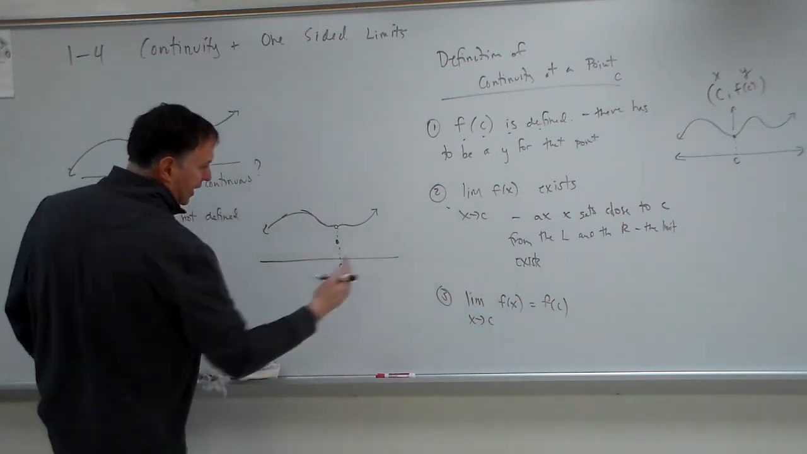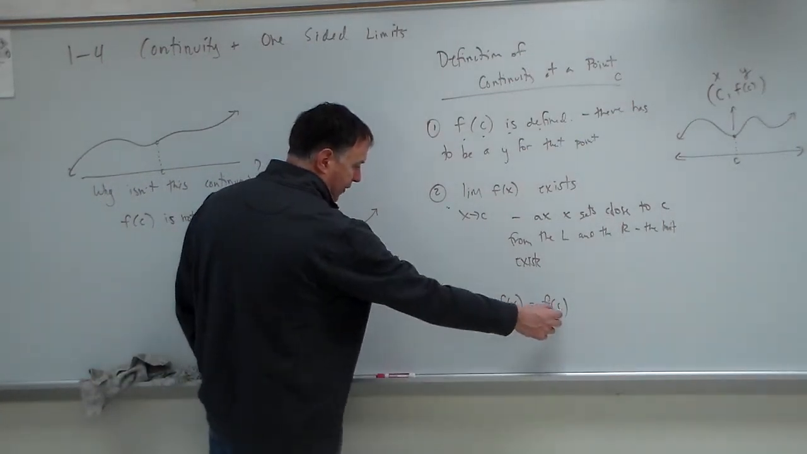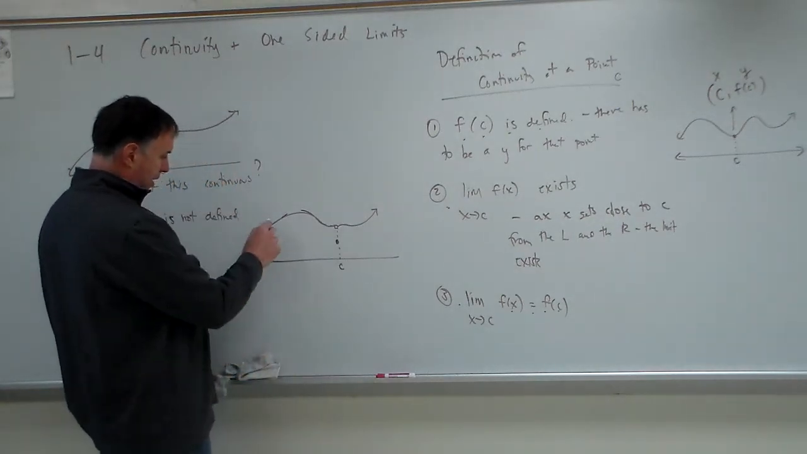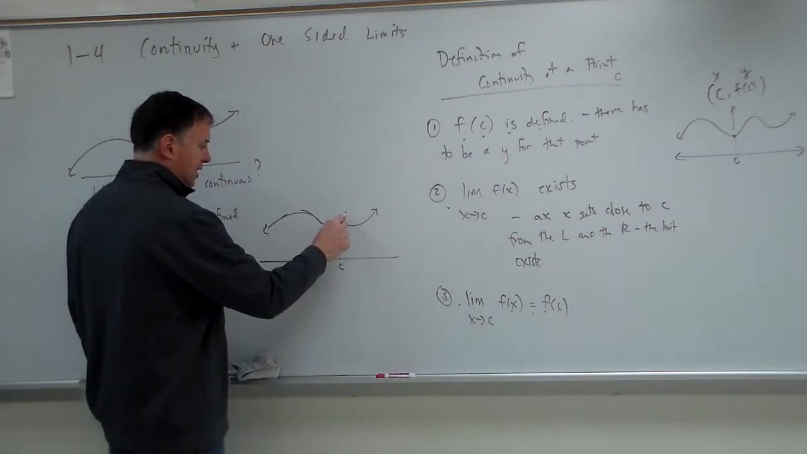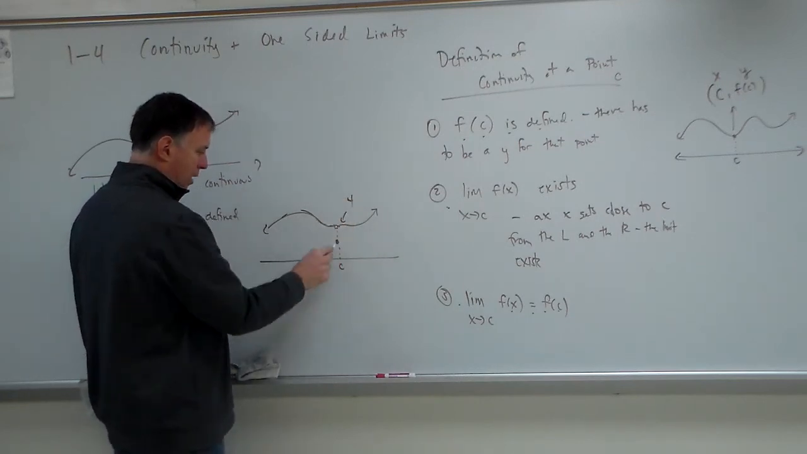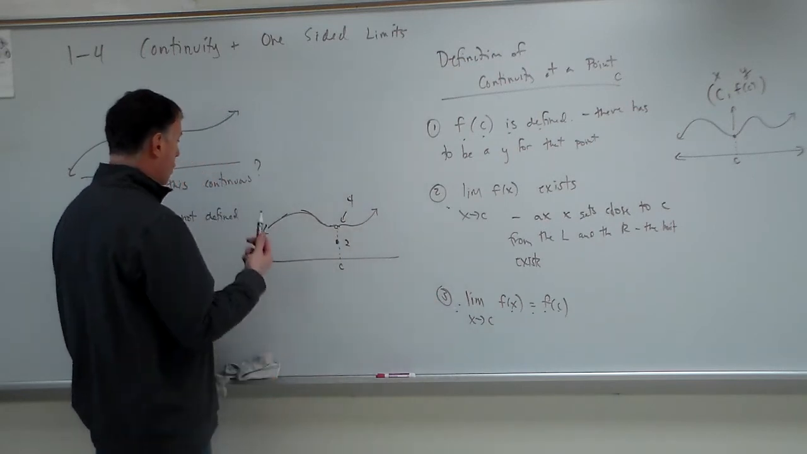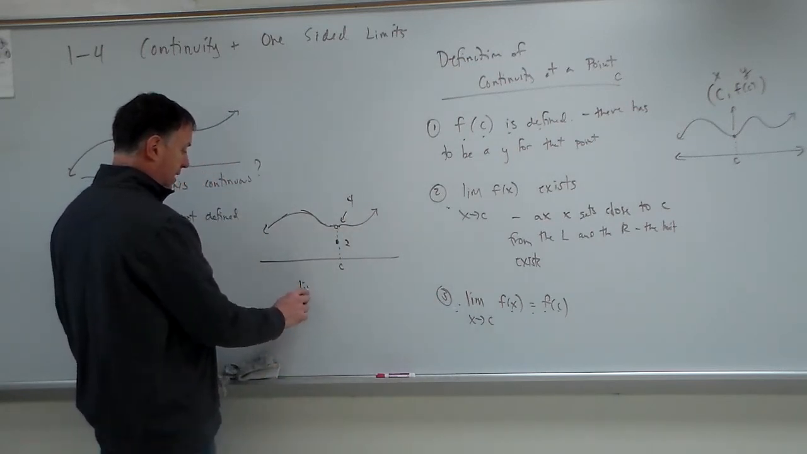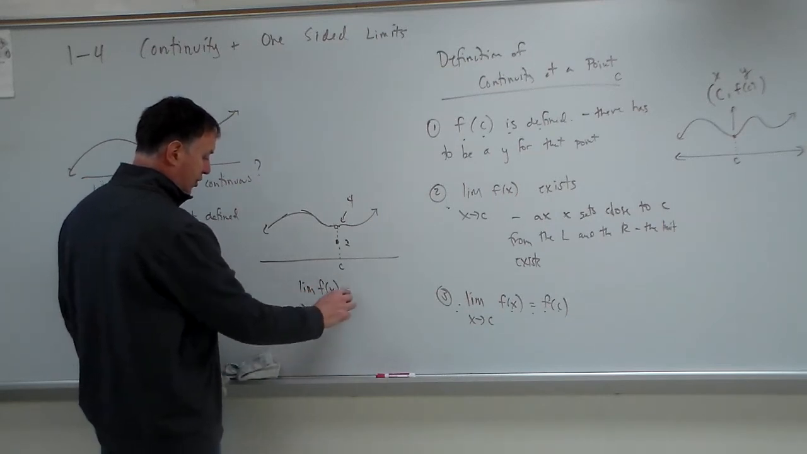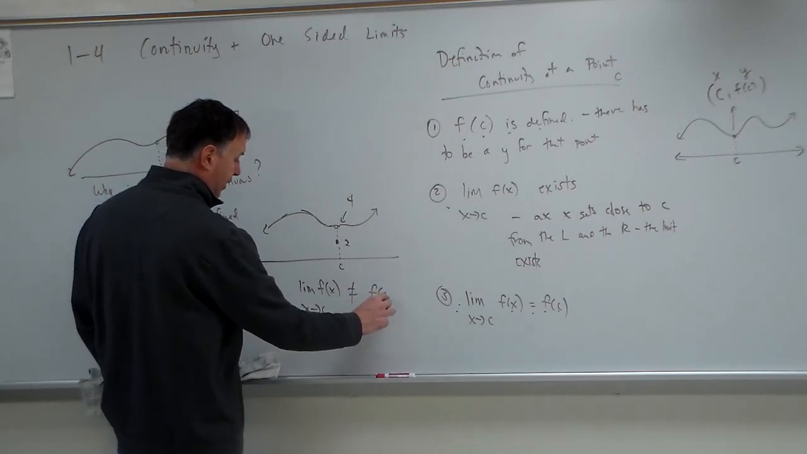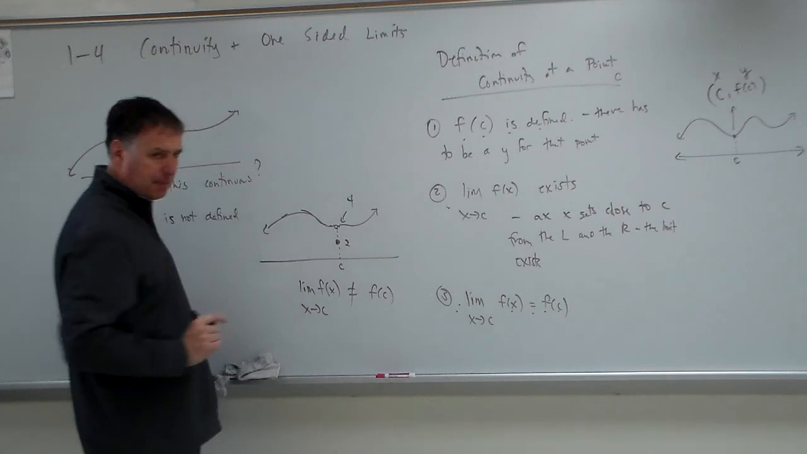Let's look at the third condition. The limit of f of x has to be equal to f of c. Well, the limit is, let's say, 4. I don't know. Let's say that the y value there is 4, when this value is 2. These two are not the same. It doesn't pass this. Why isn't this continuous? Because the limit of f of x as x approaches c is not equal to f of c. Here is f of c, and here's the limit, and they're not the same.